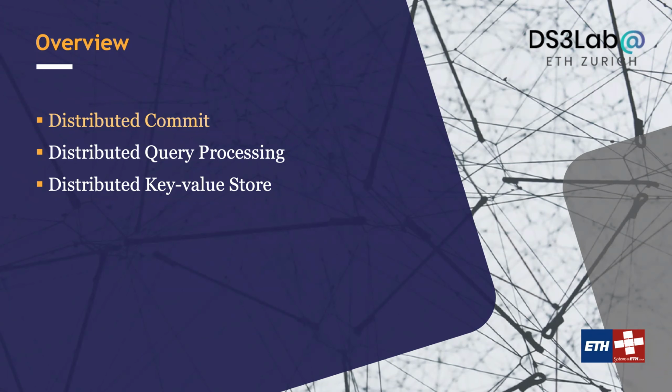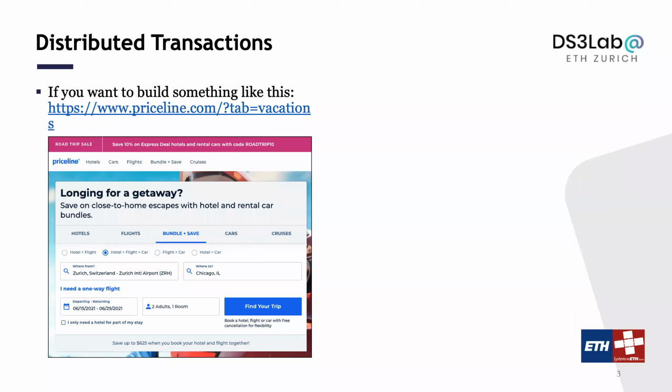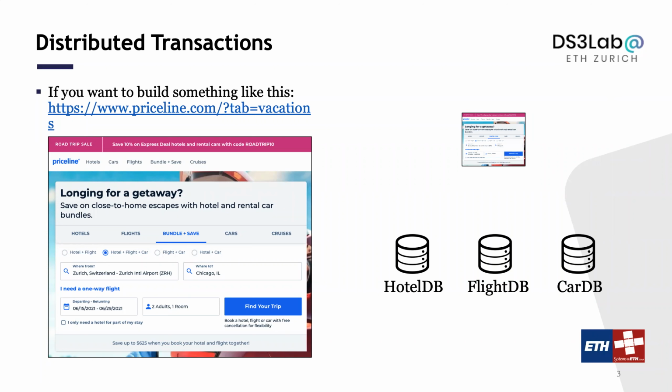Okay, so let's continue what we had from Wednesday about distributed commit. Here's a scenario. Assume you want to build a Priceline. You are essentially building a coordinator, so you can talk to a database that contains information about hotels, one about flights, and also one for booking cars. And then I have one global transaction. For example, a user comes in and says, I want to build a bundle out of these three. I want to book a hotel, I want to book a flight, I want to book a car. So that's a single transaction.